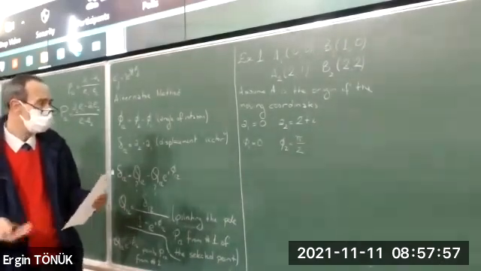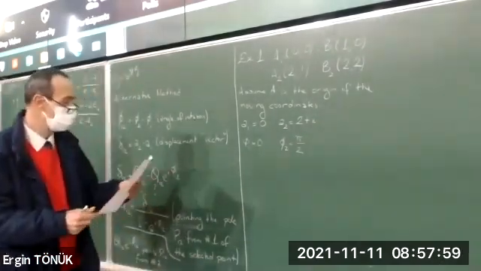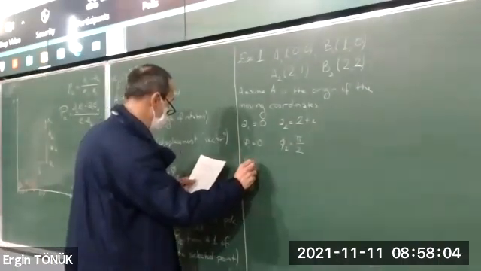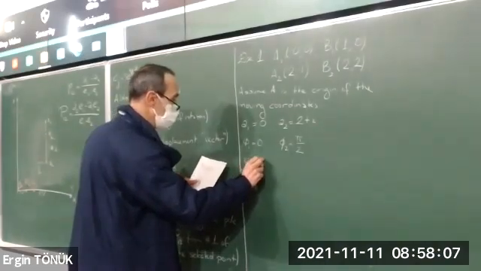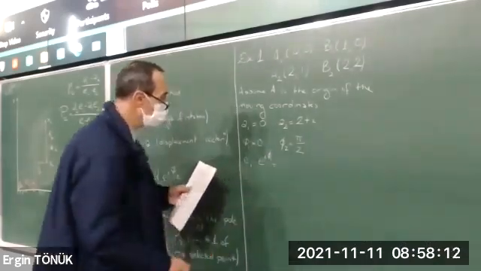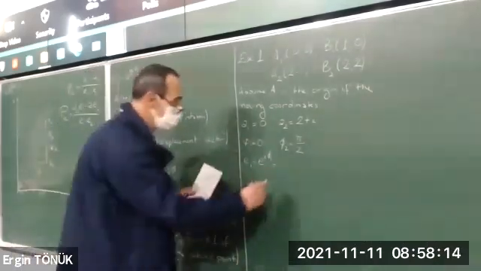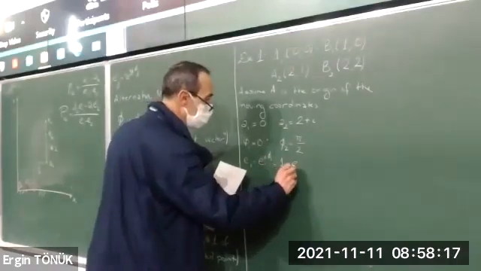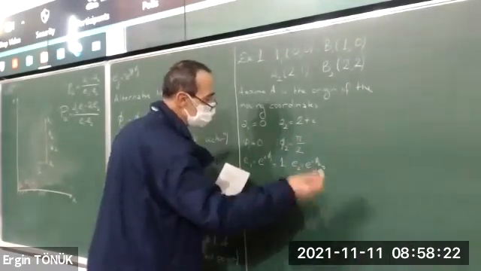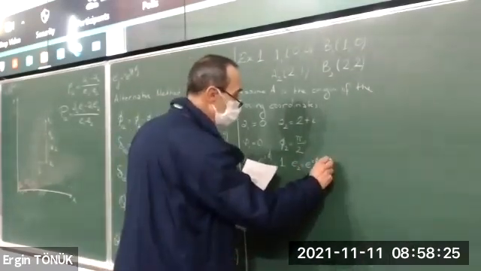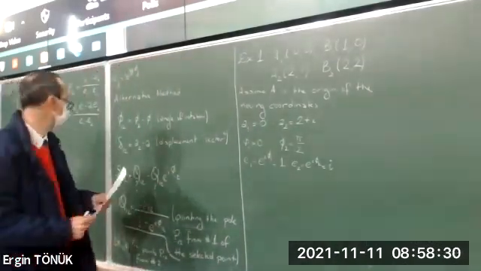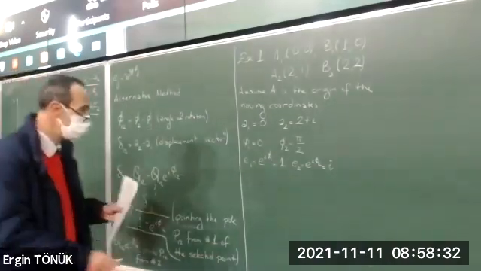So, let me compute E1, E2. E1 is, remember, e to the I phi 1. It was a shorthand notation. So e to the I 0 is unity. And E2 is e to the I phi 2, which is pi over 2. So it becomes simply I. So I can now compute these two very easily.